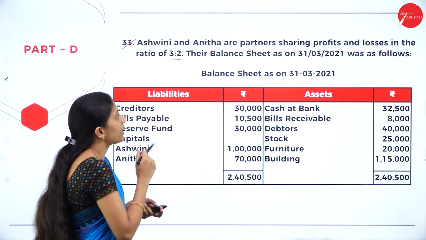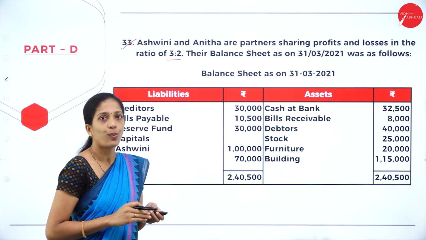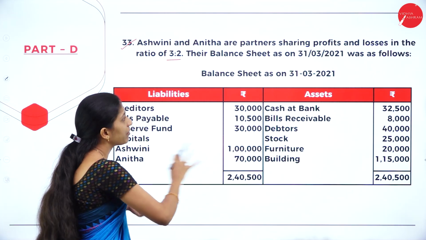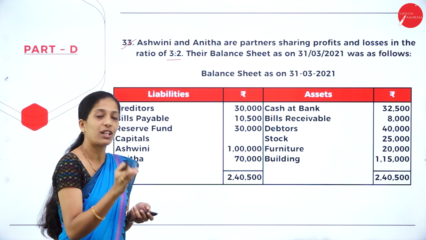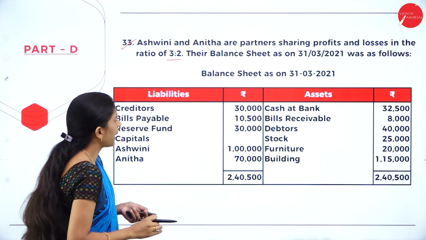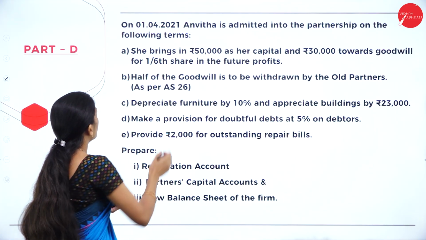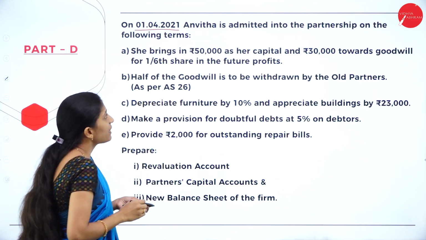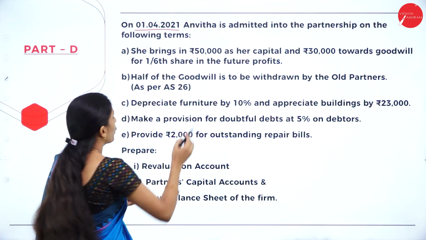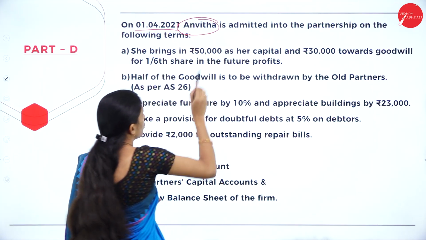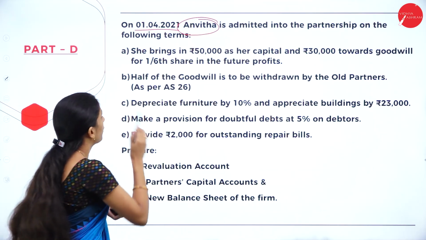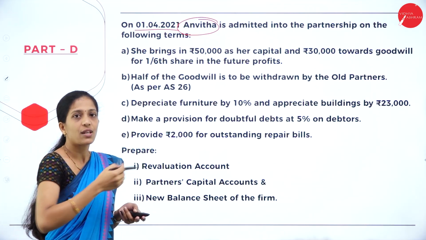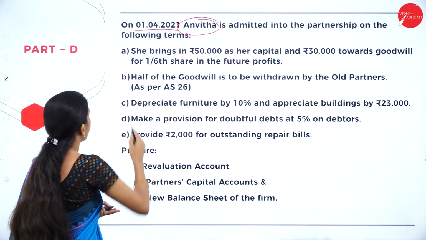The balance sheet as on 31st March 2021 was as follows. So they have given a balance sheet, that is before the admission of a new partner. Next, on 1/4/2021, Anvita is admitted into partnership. So Anvita is a new partner, and she is admitted into partnership on the following terms. So let us see what the terms and conditions here are.